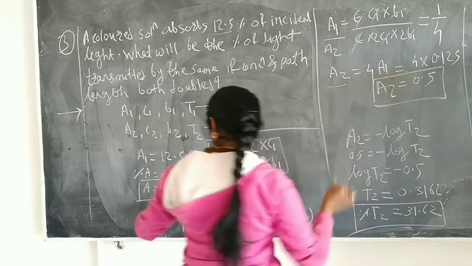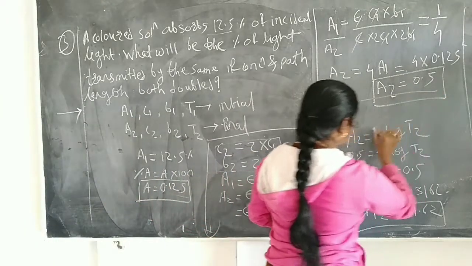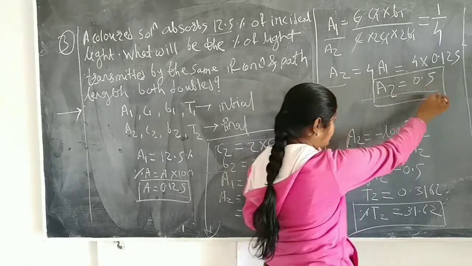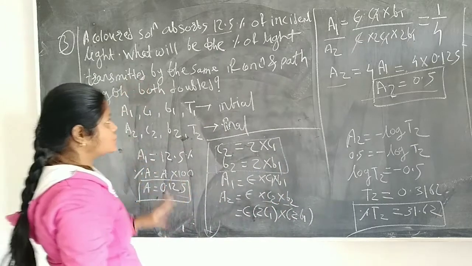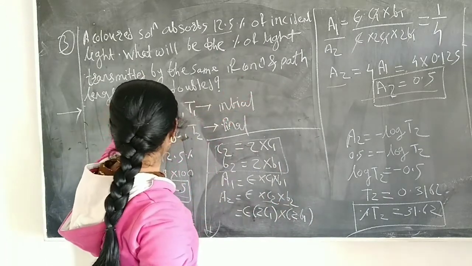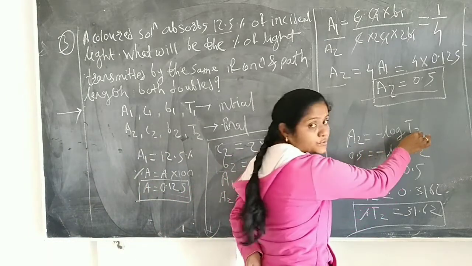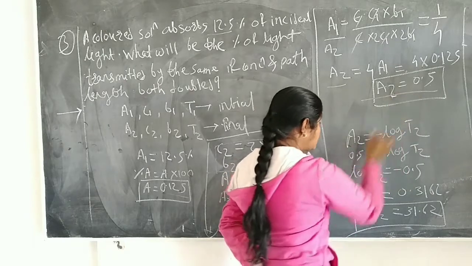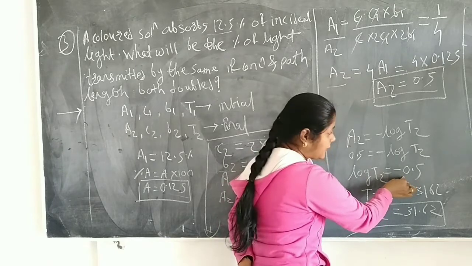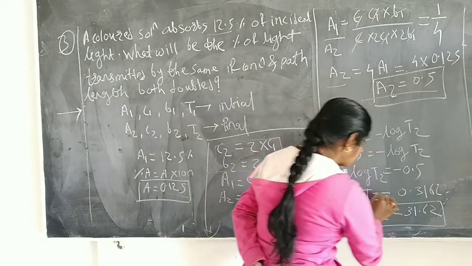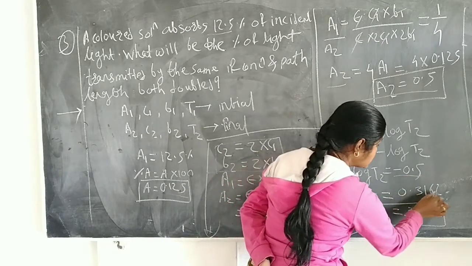You know the value of A1 is 0.125. Put this value and we get the value of A2. A2 is equal to 0.5. After that, we have to find the transmittance of the solution having double the concentration and path length. A2 is equal to minus log T2. Then A2 is 0.5, equal to minus log T2. Then log T2 is equal to minus 0.5. Rearranging this equation and taking the antilog, we get T2 equal to 0.3163.